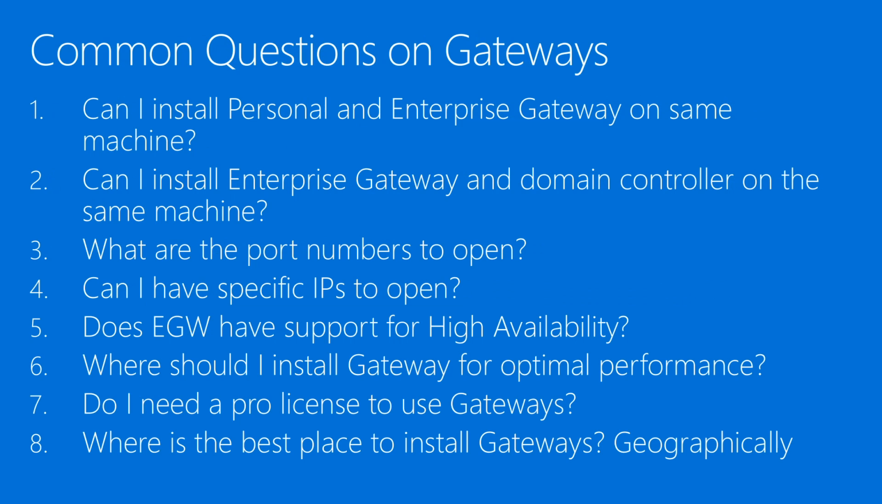So this is the list of questions you already have a copy for. We can go through them quickly. Can I install personal gateway, enterprise gateway on the same machine? The answer is yes, you can do that, as long as both are performing correctly, it's easier to keep them online. Can I install the enterprise gateway and domain controller on the same machine? The answer is no. Please move it to a different machine to have the gateway running correctly.